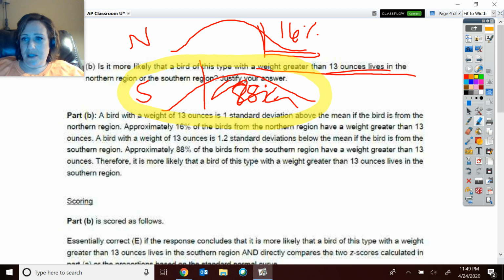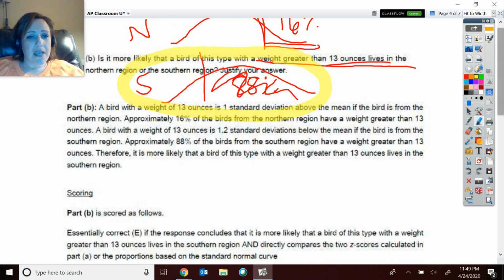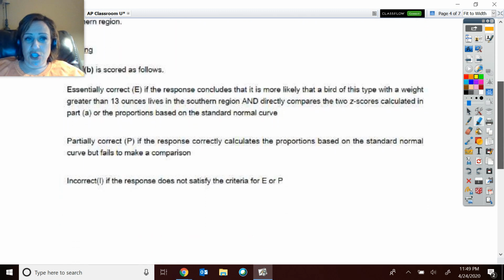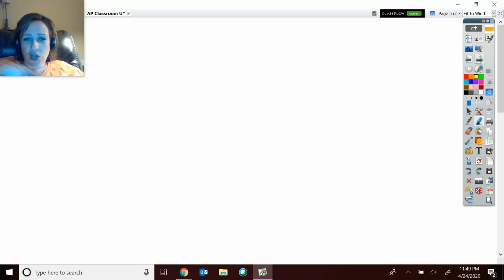than that 13 ounces. So I misread that problem originally and thought it was asking which region is it more likely that it's 13 ounces? Is it from northern or southern? So anyway, there you go. So we want to be careful on that reading, and I misinterpreted it. Okay, moving on.